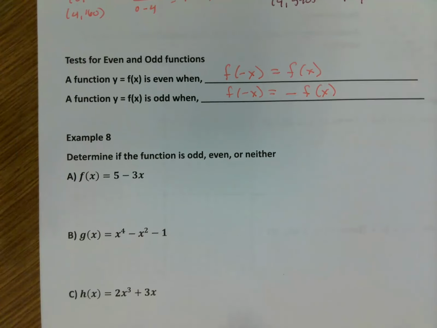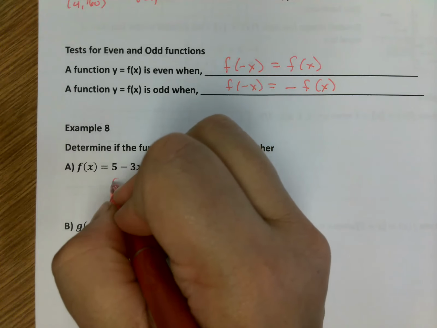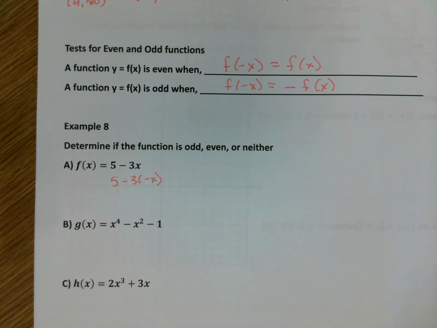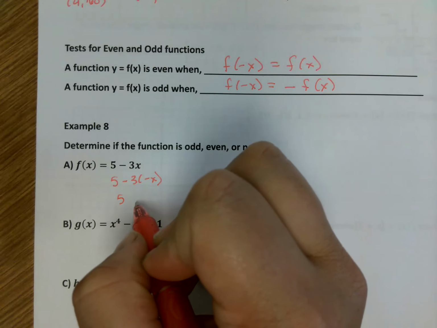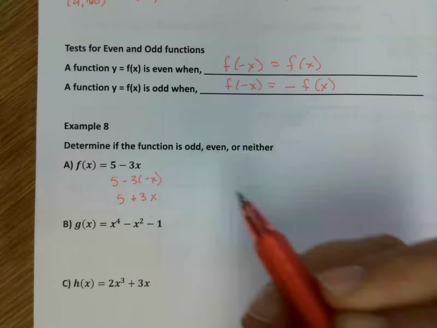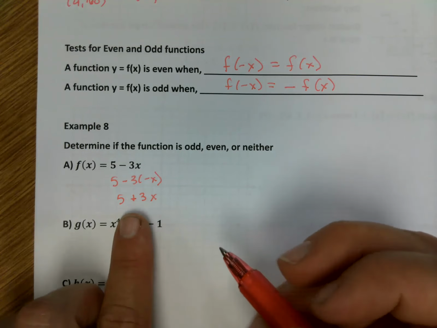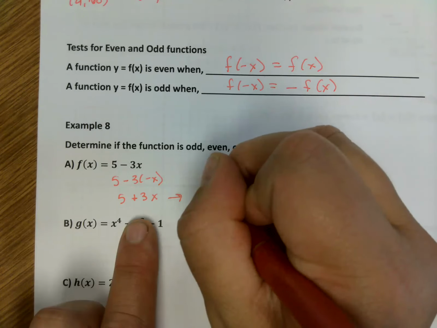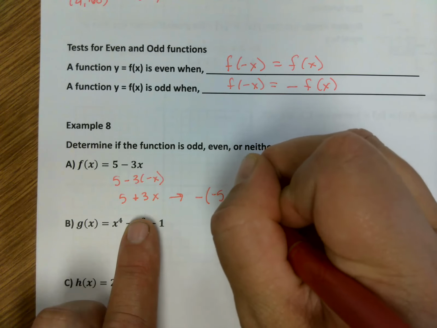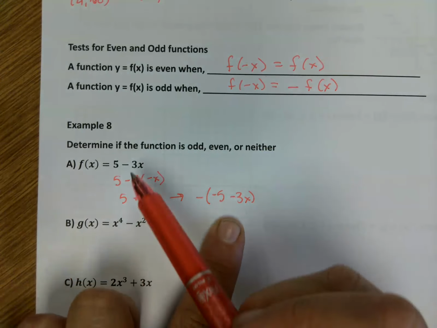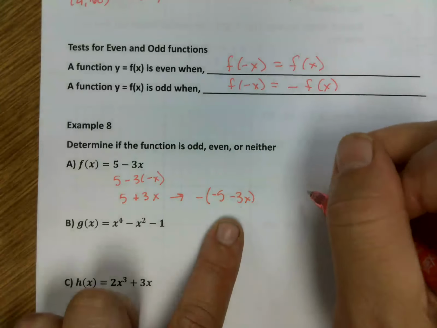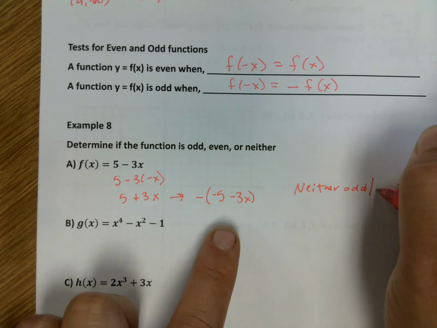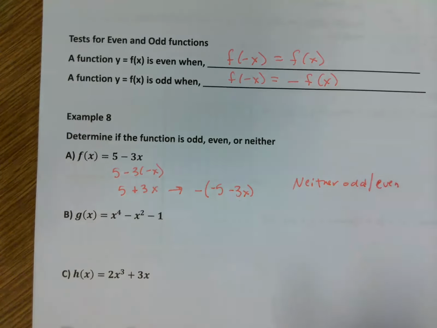So both of them are plugging in -x into the equation. So if I plug -x into this equation right here, I would get that this is 5 plus 3x. Now this is definitely not the same. Now let's see if we can take out a negative to see if it is odd. If I take out a negative, this becomes -5x minus 3x. Is this the same as the original? No, it is not. So this one is neither odd nor even.